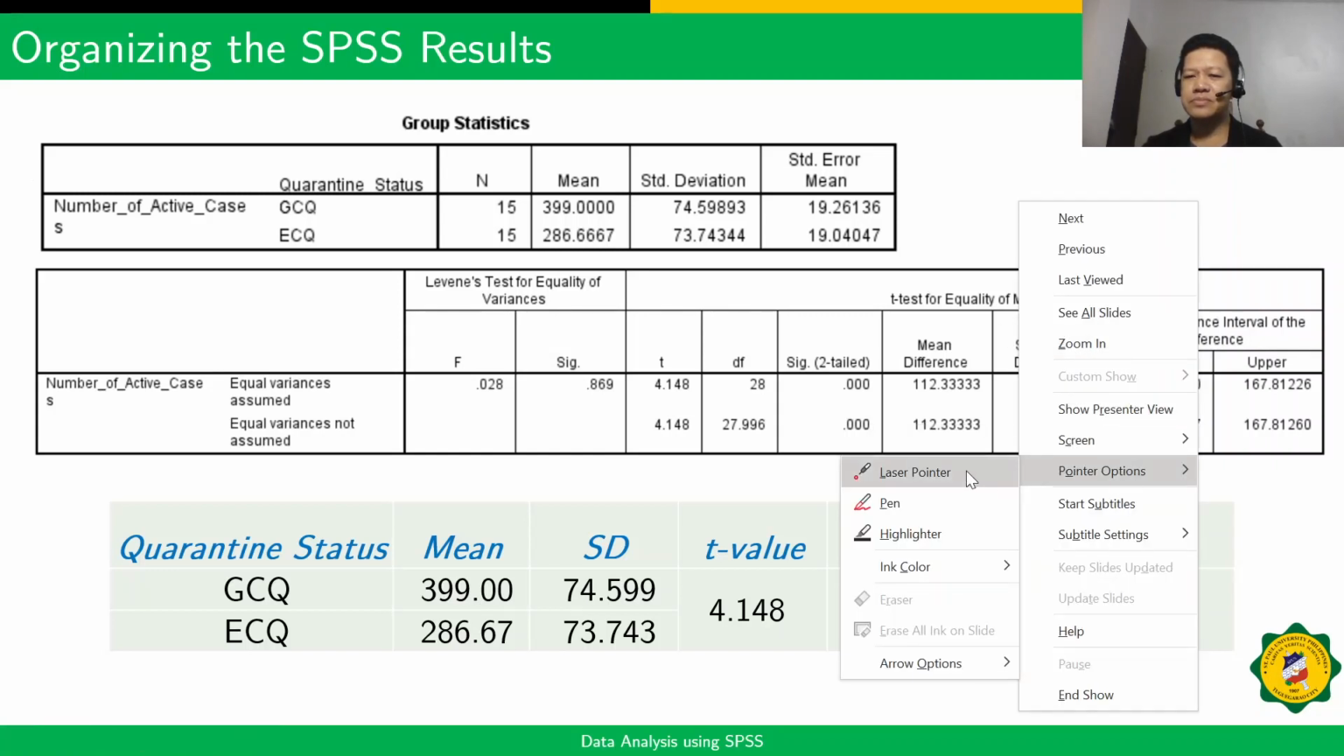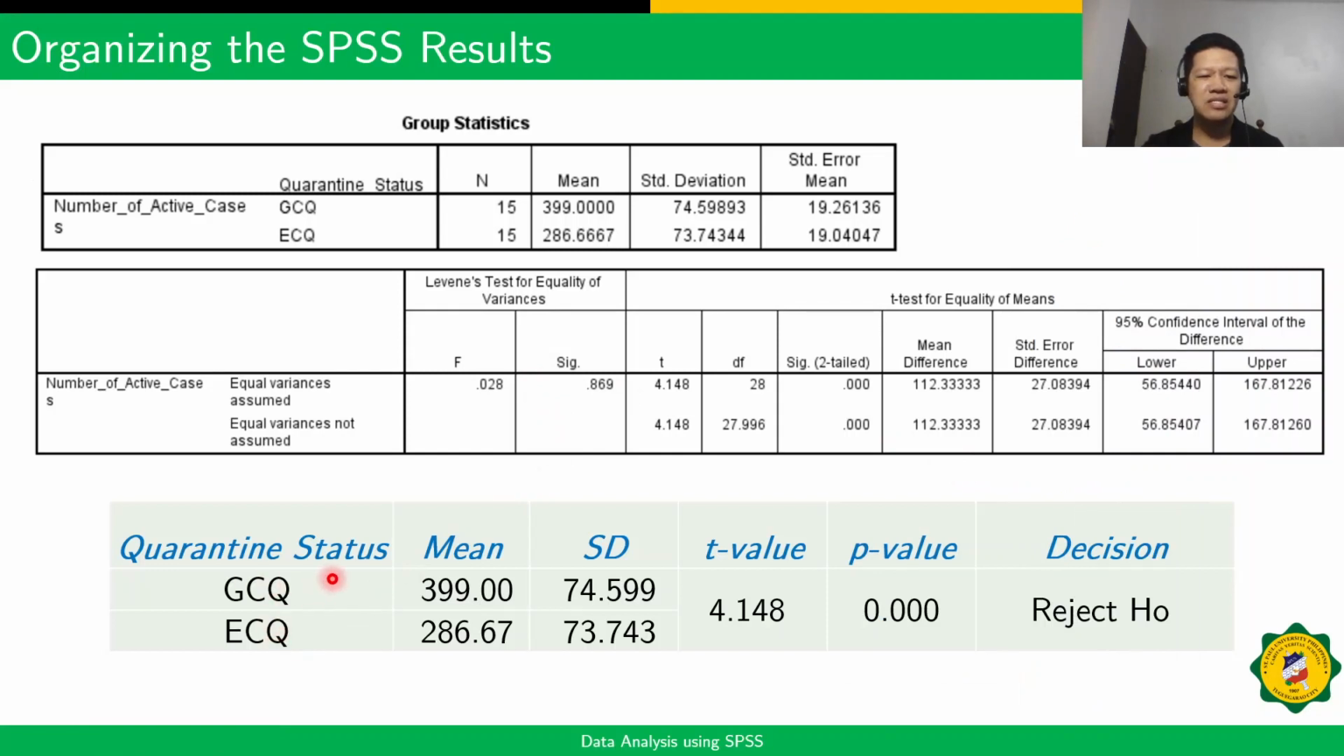Okay, so for the quarantine status, you write GCQ and ECQ, or maybe the city under GCQ and the city under ECQ. For the mean, you have to look at this column here for the mean. You may round off the mean up to 2 decimal places, so you get those values we have here. For the standard deviation, this one, you may actually get up to 3 decimal places. So these are the values for standard deviation.